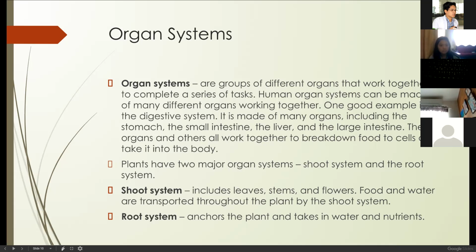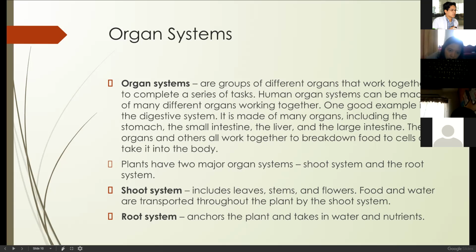Okay. Plants also have two major organ systems. Okay. We have the shoot system and the root system. Shoot system meaning to say that it includes leaves, stems, and flowers. Food and water are transported throughout the plant by the shoot system. Again, shoot system includes leaves, stems, and flowers. Shoot meaning to say, from the stems going up, that is actually the shoot system.